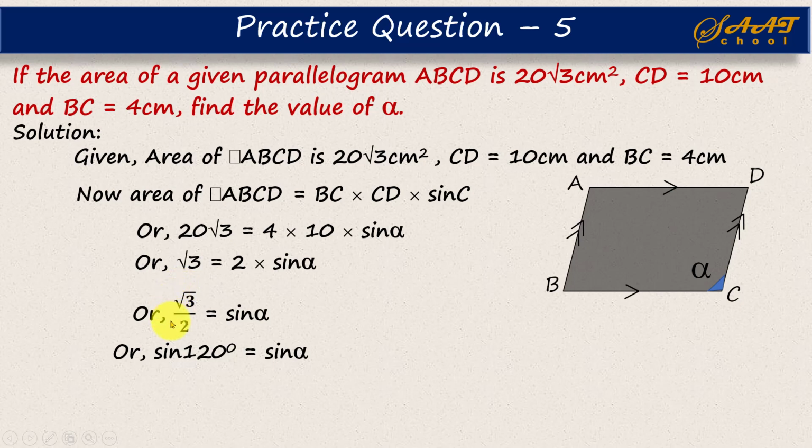Again, we have this for sine 60 as well as sine 120. Now which angle we have to choose depends on the type of angle. Here this angle is obtuse, so we have to choose the value greater than 90, which is 120, meaning we have alpha equals 120 degree. So that is the value of alpha, which is 120 in this case.